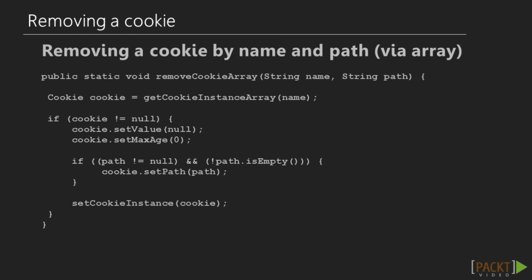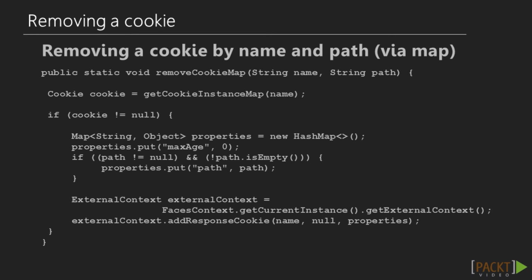Sometimes we need to explicitly remove a cookie. In such cases, we need to set the value of the cookie to null and the expiration time to 0. In addition, if we have specified the path when the cookie was created, then we need to specify it again. So, we can accomplish this goal via a helper method like this one, or like this one.